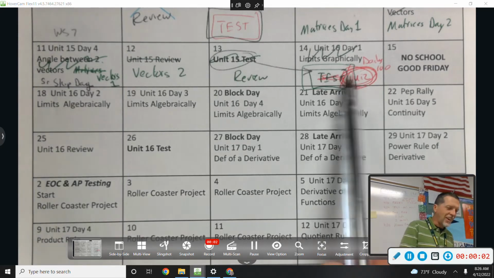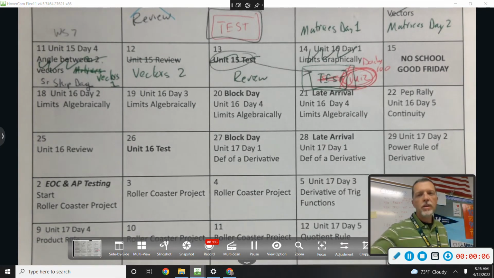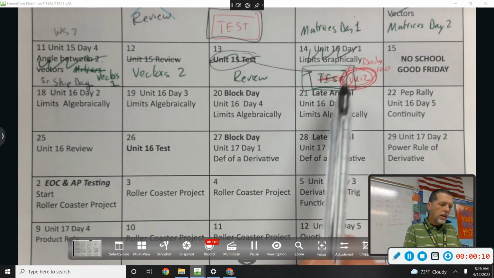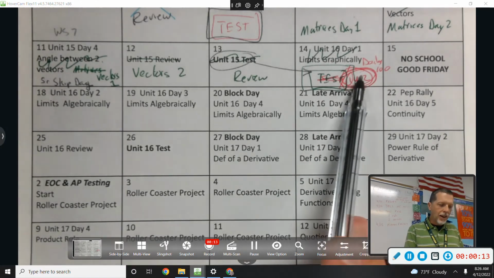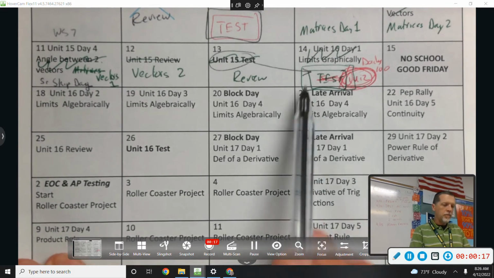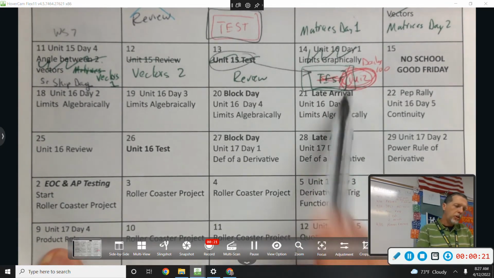So looking at the calendar, again, the Thursday will be a quiz. It'll be posted in Schoology. It might even be a Schoology quiz for you online people. So it'll be a daily grade, not a test grade. It'll count more than most of the other daily grades. But this unit is short and sweet with calculator, so you should be okay.